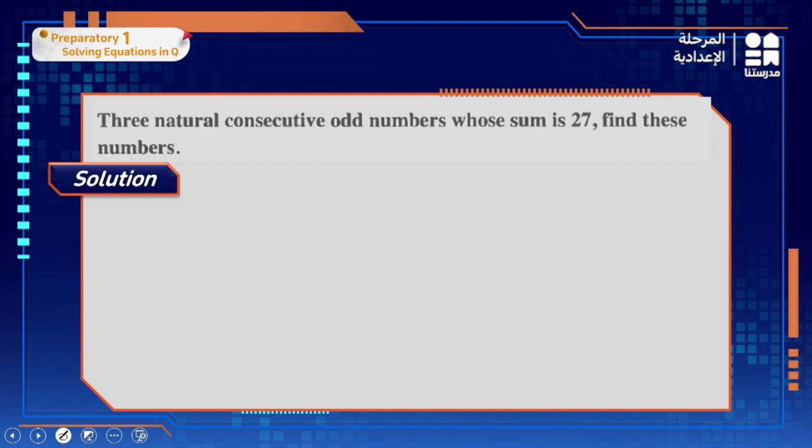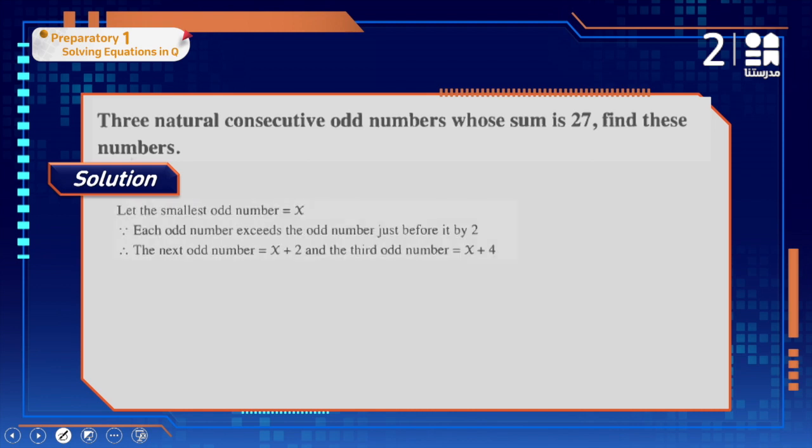Let's take another one. 3 natural consecutive odd numbers whose sum is 27. Find these numbers. How can we find them? Okay. Let the small odd number equal x. What are the odd numbers? Okay, for example, we have 3, we have 5, we have 7, and so on. We cannot divide them by 2 without remainder, okay?